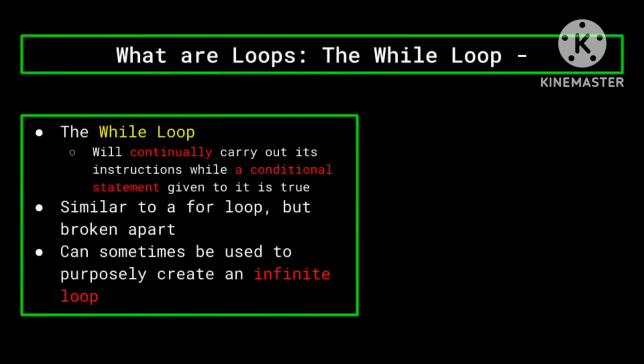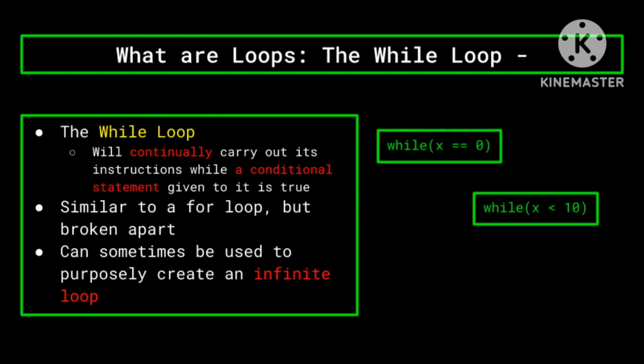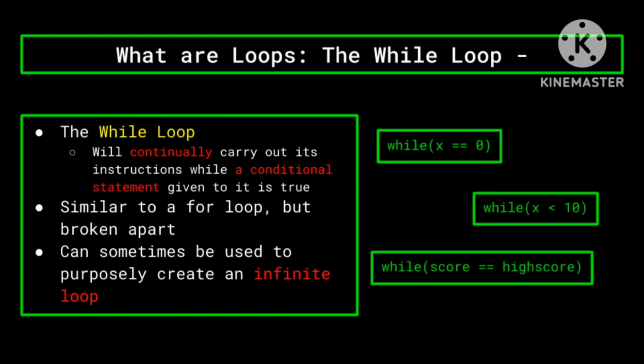Next up, we have the while loop. A while loop will continually carry out its instructions while a conditional statement given to it is true. This can be as long as a certain variable is true, as long as a number is less than another number, or while a value is still equal to another value, for example. While loops are different than for loops in that the loop is not contained within one statement, but stretched out and will continue to run as long as this condition is true.